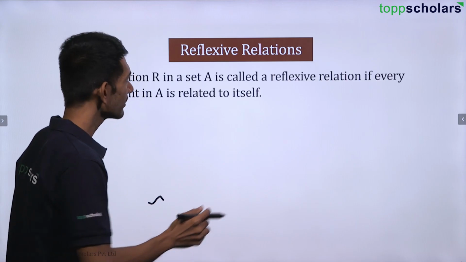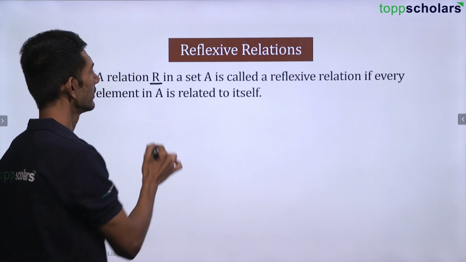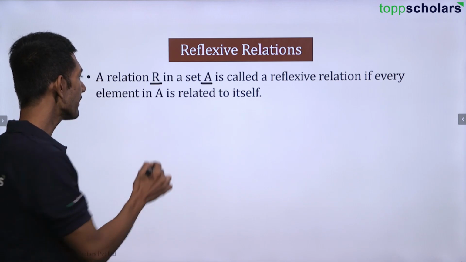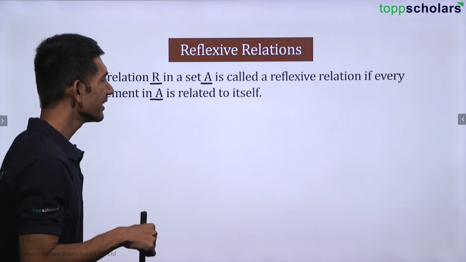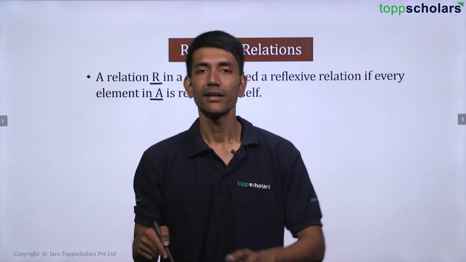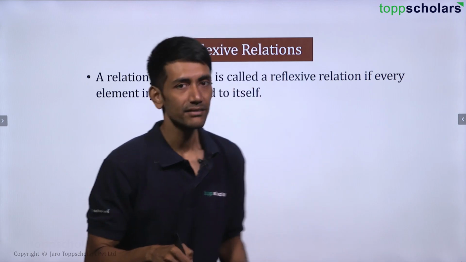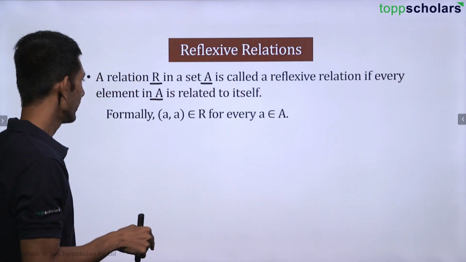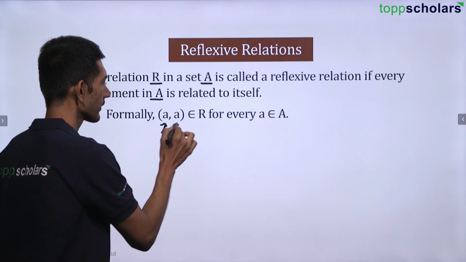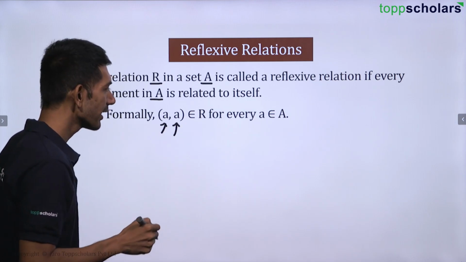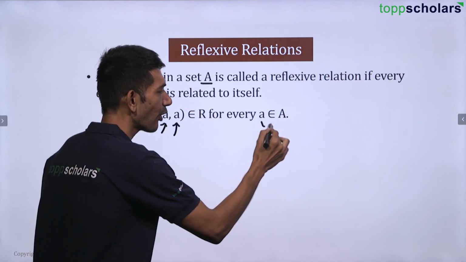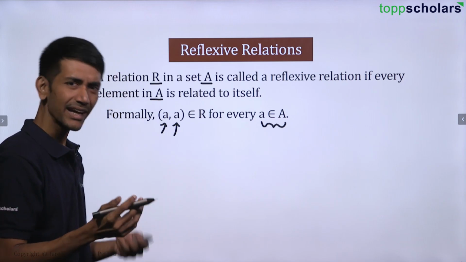So we can say that a relation R in set A is called a reflexive relation if every element in A is related to itself. If every element in A is related to itself, that is a reflexive relation. So it looks like this: the set of ordered pairs (a, a) that belongs to R for every a belonging to A. So (a, a), that means the same thing.